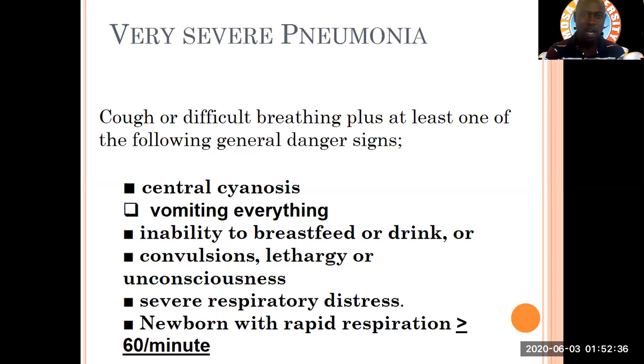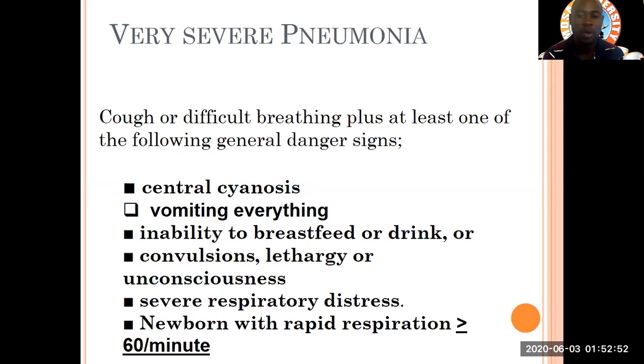So let us first tackle very severe pneumonia. In very severe pneumonia, the presentation is that they will present with cough or very difficult breathing. In addition to that, they also present with what we call the danger signs.